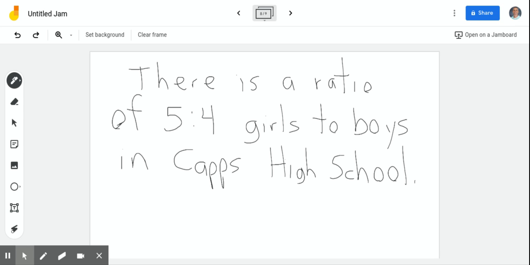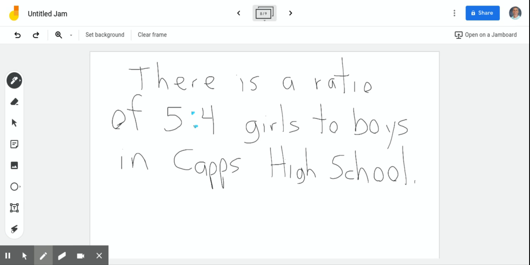All right. Today we're doing some more ratios using what we call a ratio table. I made up a little problem for us to solve, and it says there is a ratio of 5 to 4. That's how you read it. 5 to 4. Make those little column marks a little bigger.